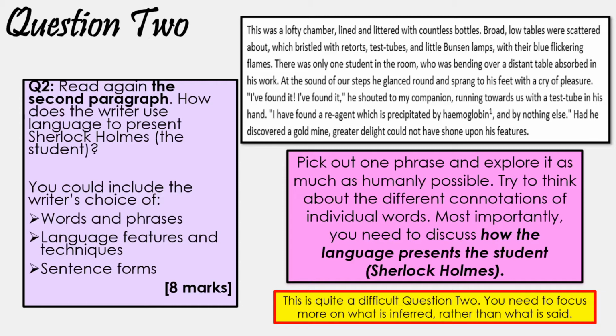So aim to pick out around 4 decent quotes from this section and annotate them. What does Arthur Conan Doyle want us to think about Sherlock? And what is it about the language that makes you think that? So pause the video, give yourself about 3 minutes and give that a go. Find 4 decent quotations that show us how Sherlock Holmes is presented. Pause the video and off you go.